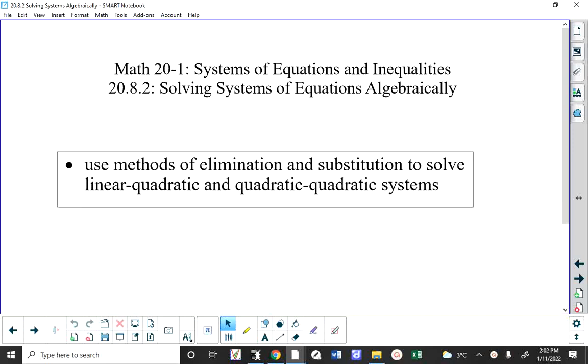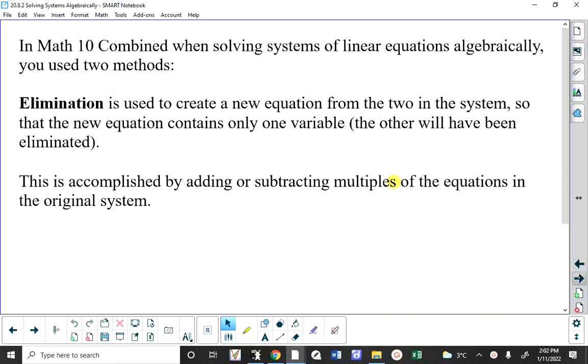We are going to be using in this lesson two algebraic methods to solve systems of equations. We're going to be solving linear quadratic systems of equations, just like we did yesterday, and quadratic systems of equations, just like we did yesterday, except we're not going to use graphs. The two methods are called elimination and substitution. To begin with, these are things you learned in Math 10.